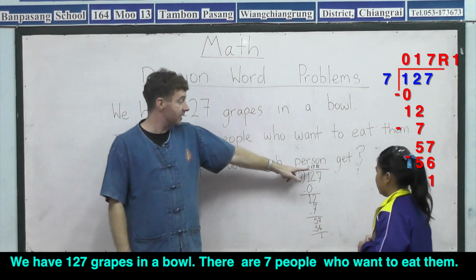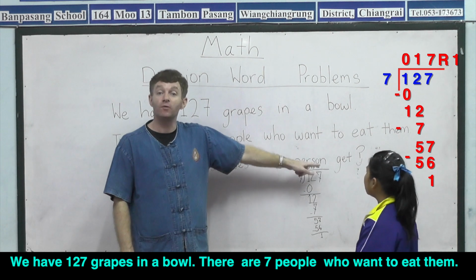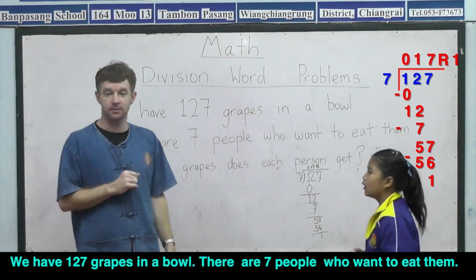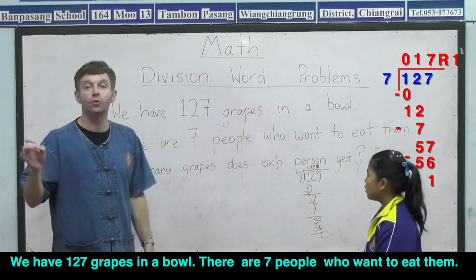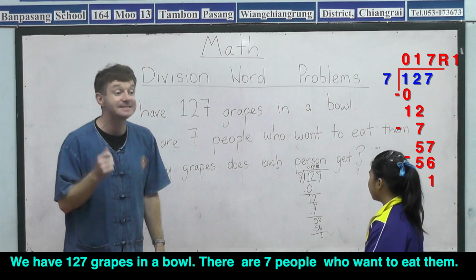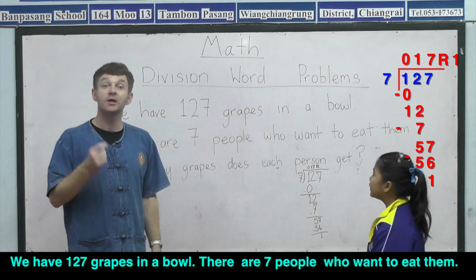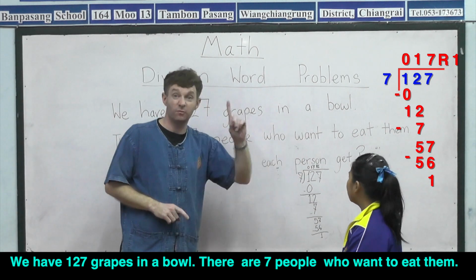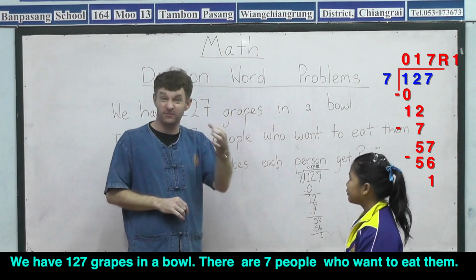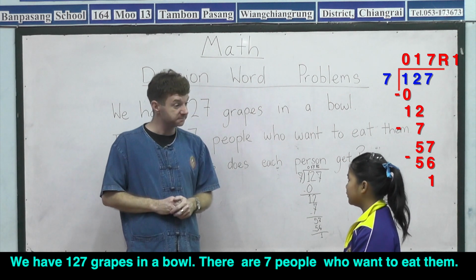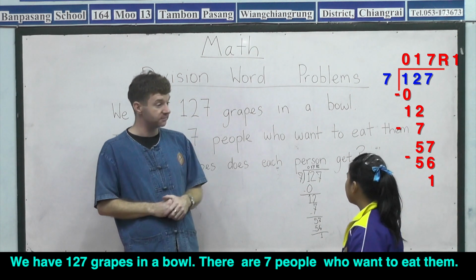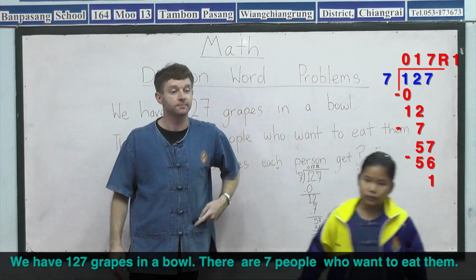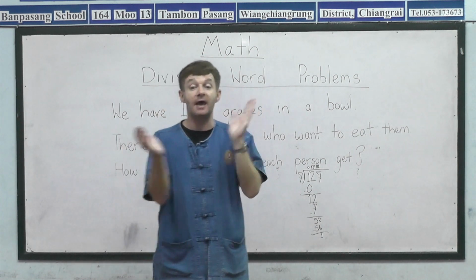So our answer, 17 remainder 1. So all together, guys, each person gets to eat 17 grapes. Okay? And we have 1 remainder. And that 1 remainder teacher will eat. Okay? Are you happy with that equation? That was excellent. Well done. Big high five and rounds of applause. Round of applause for everyone, guys.